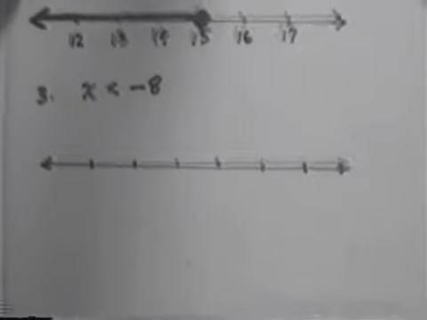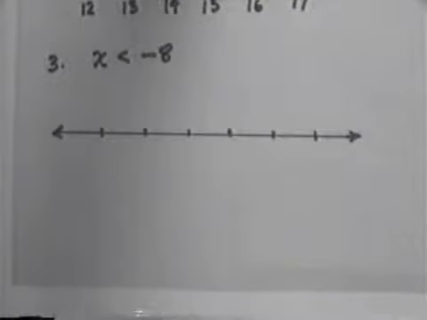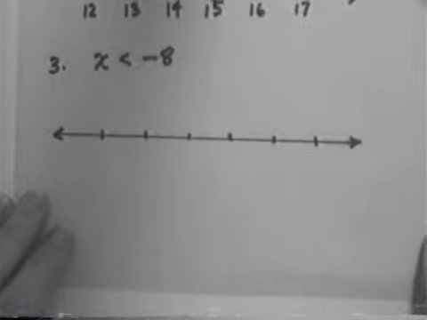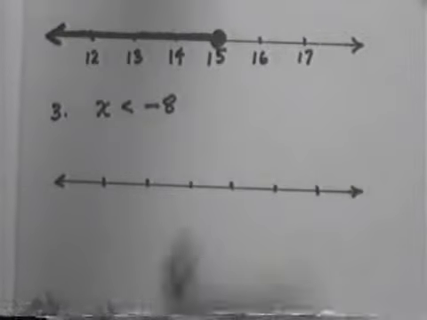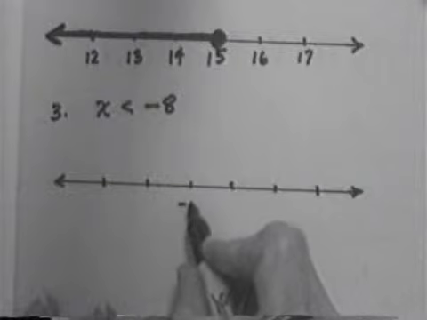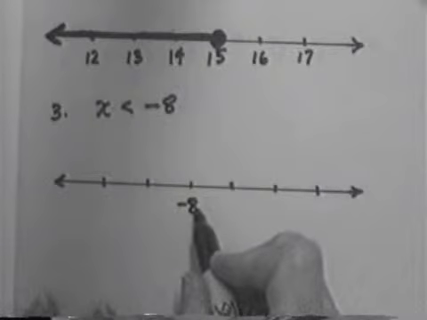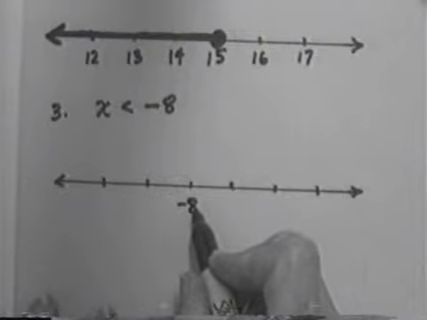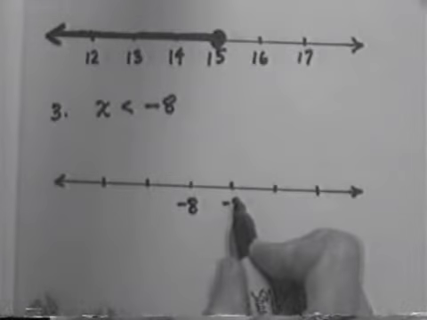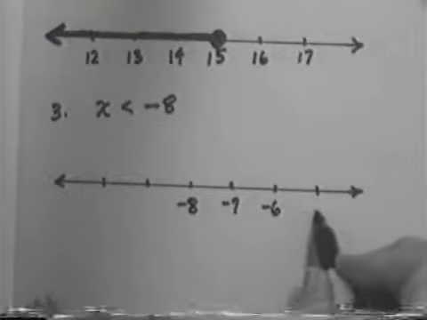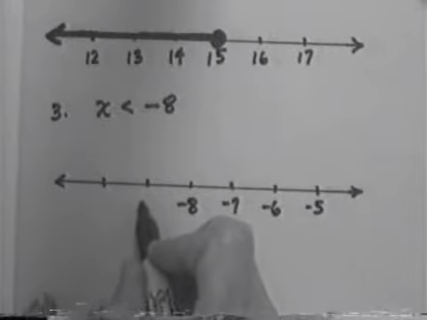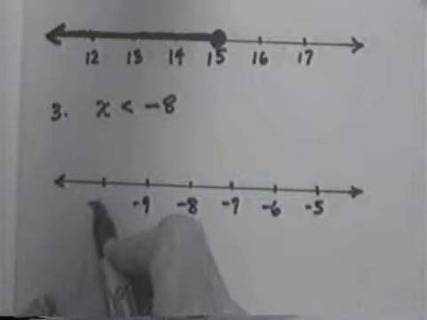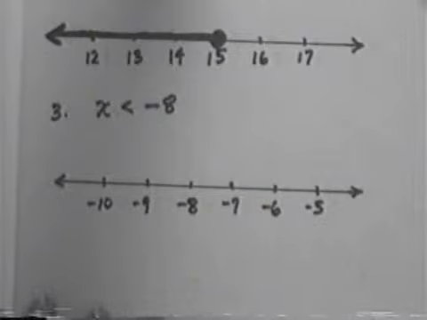Let's do example 3, which is x is less than negative 8. The important number now is negative 8, so I'll pick a convenient number and call it negative 8. As we go to the right of negative 8 and get greater numbers, we go to negative 7 and negative 6 and negative 5 and so on. To the left of negative 8 we have negative 9 and negative 10 and so on.